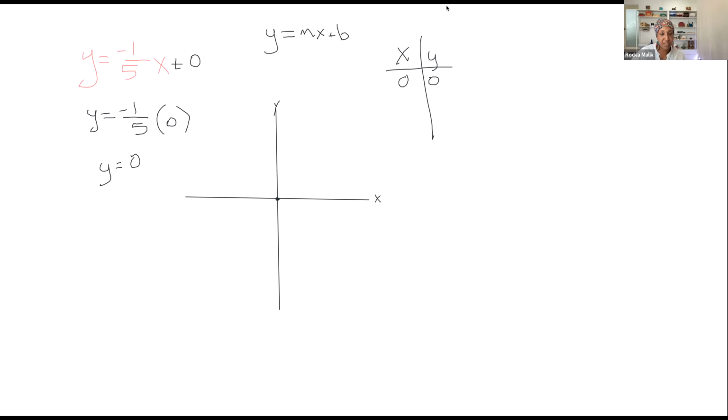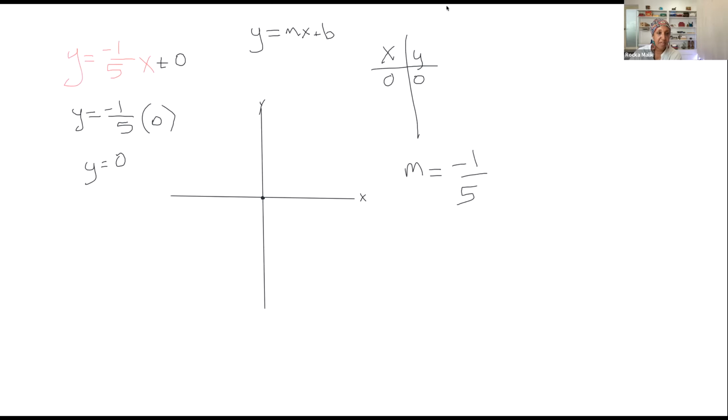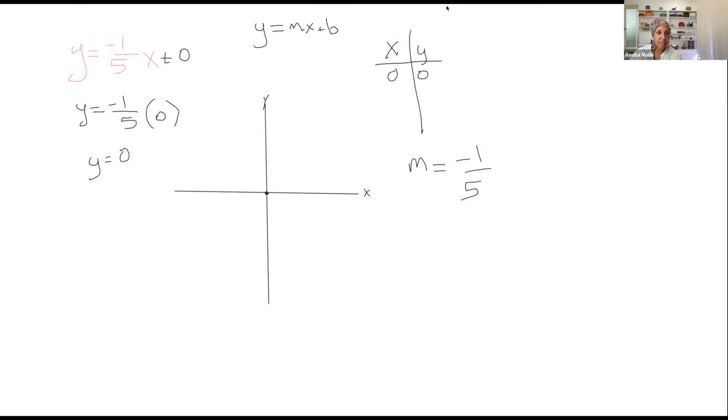So I start at the origin, because that's a point on the graph. And m equals -1/5. So from the origin, I'll go 1 down and 5 across. Or from the origin, I can go 1 up and 5 to the left. And then I'll connect these points.